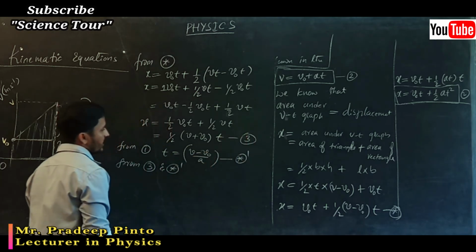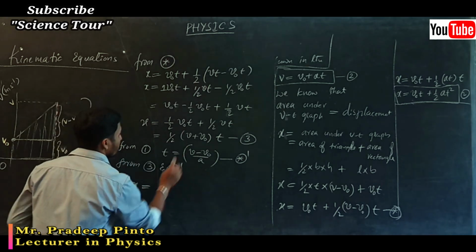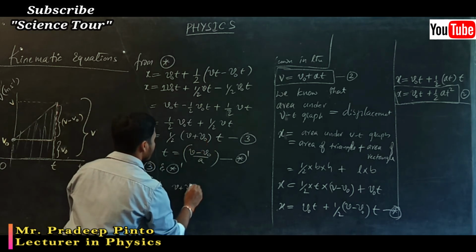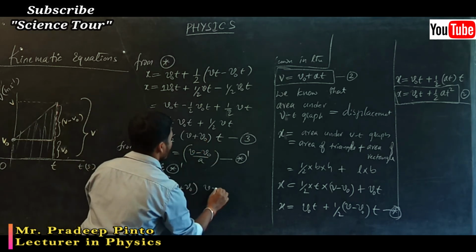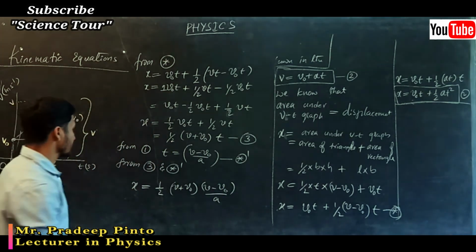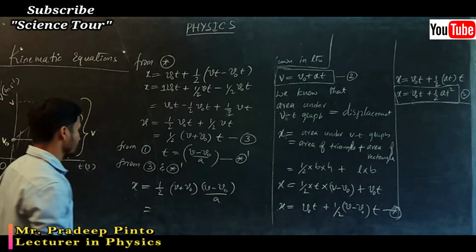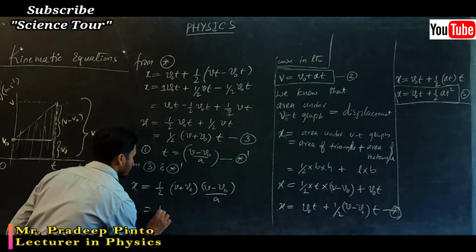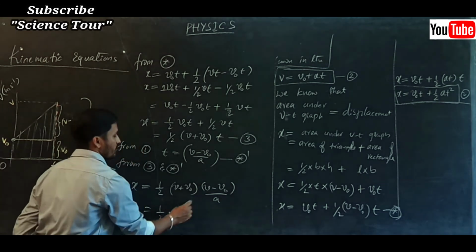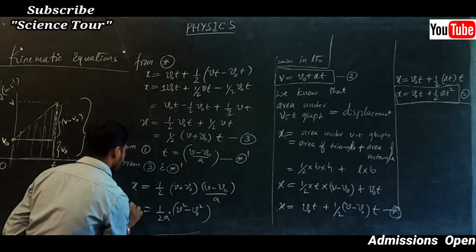So (v minus v naught) divided by a, if you write down, means x is equal to half will remain here, (v plus v naught) here, and t means how much? (v minus v naught) divided by a. So from that what happens? See, (a plus b) into (a minus b) is nothing but a square minus b square. So half into a will remain in the denominator, v square minus v naught square, equal to x.